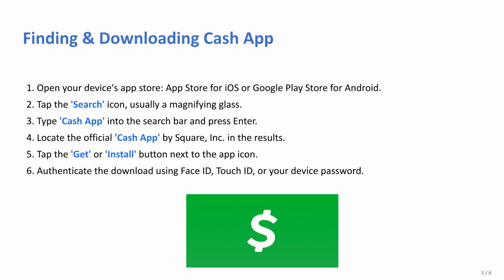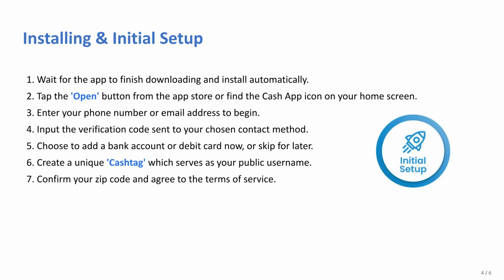To get started, open your device's App Store. Search for Cash App, locate the official version by Square Inc., and tap Get or Install to download. Follow your device's prompts to authenticate the installation. Once installed, open the app to begin setup.